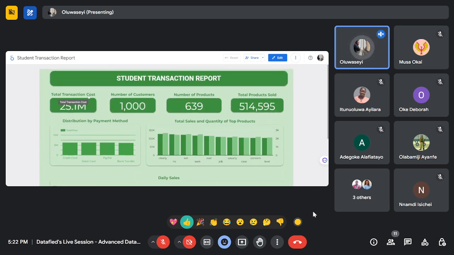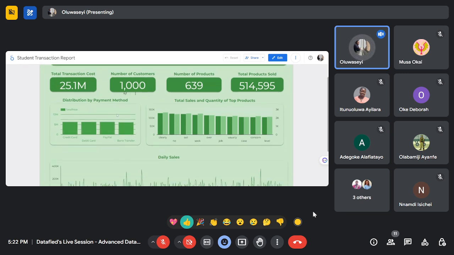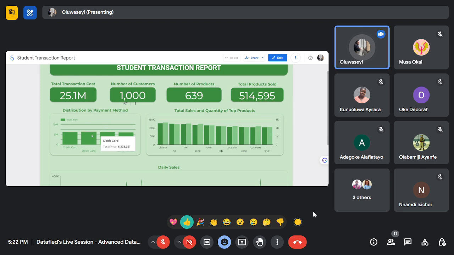Total transaction cost is 25.1 million approximately, and we have a total of 1,000 customers. Number of products is 639, and total products sold is 514,595.